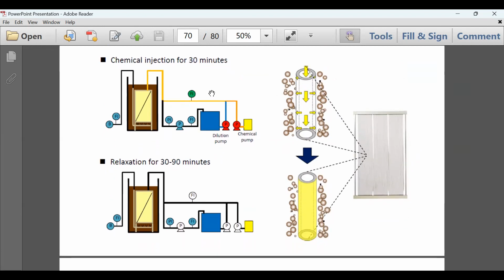You can see chemical injection for 30 minutes is yellow color in the first picture. All other parts are closed. After 30 minutes, it's soaked for 90 minutes. At that time, all the parts are closed. All the parts are black color.